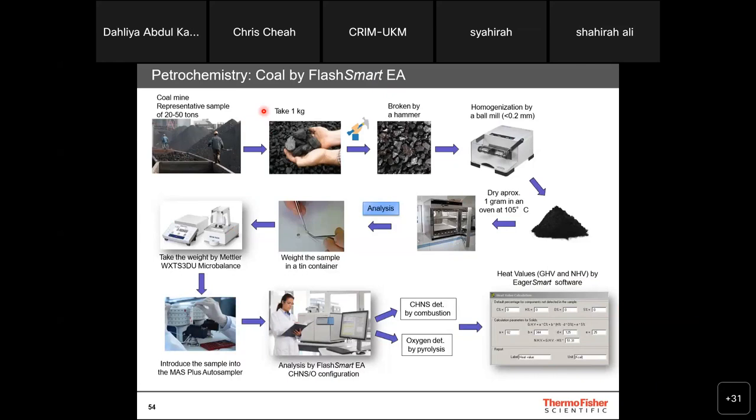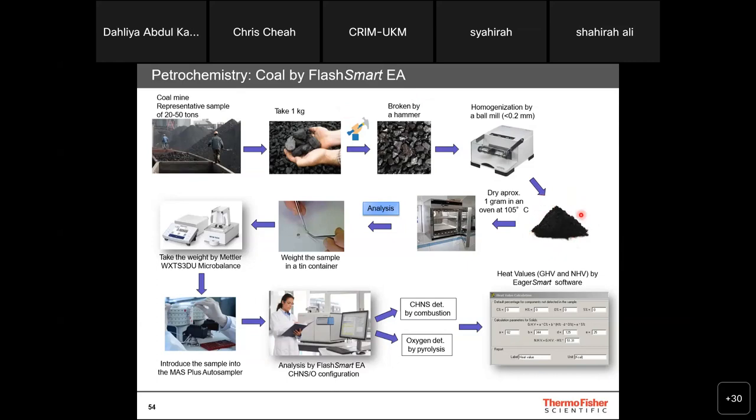It's a rock sample, so it's quite huge. We need to break it by hammer into smaller pieces. After that, we will go through a ball mill. A ball mill will help to homogenize, or blend, the sample into a smaller size, typically less than 0.2 millimeter. Then we will get this form.